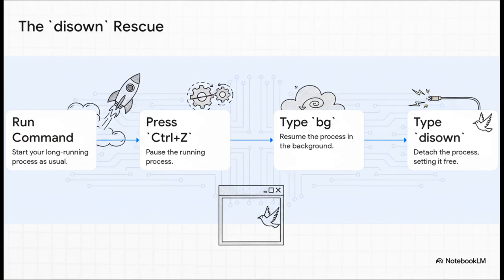First, while your command is running, you're going to hit Ctrl+Z. Now, this doesn't kill it, it just pauses it, puts it on hold. Second, you type bg. That wakes it back up and tells it to keep running, but this time in the background. And then, for the final move, the magic word, disown. That command literally cuts the cord, completely removing your process from the terminal's job list. It is now free, and it will not die when you close that window.